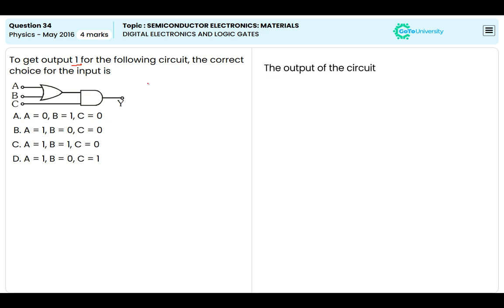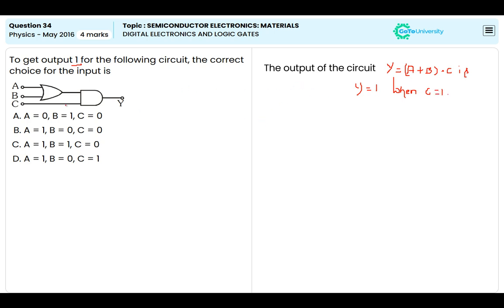That means the output of the circuit, Y equals (A plus B) into C, is equal to 1 when C is equal to 1.